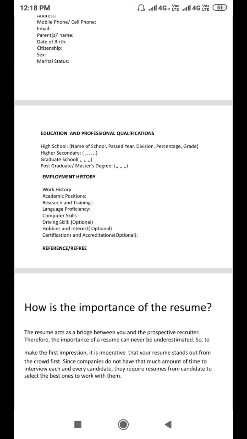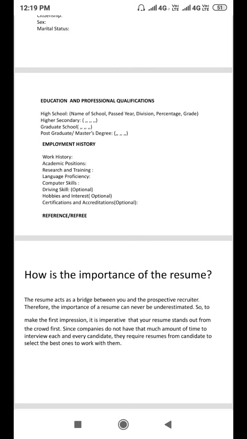If you have already worked, if you have experience in working, then you can also write something about employment history, what you did, what were your roles and responsibility in that job, like work history, and then if you got some academic position, then you can also mention that. If you have done research and then training, you can also mention your training, research, and the language proficiency, and then whether or not you are computer literate, you can include this information. And if you can ride or drive, then you can also mention. It is not mandatory but optional.